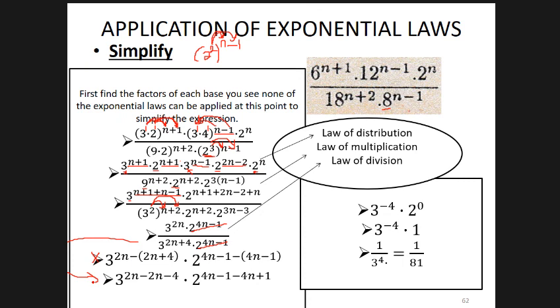Any questions, guys? Any questions? Guys, 81 is 3 to the exponent of 4. Questions?